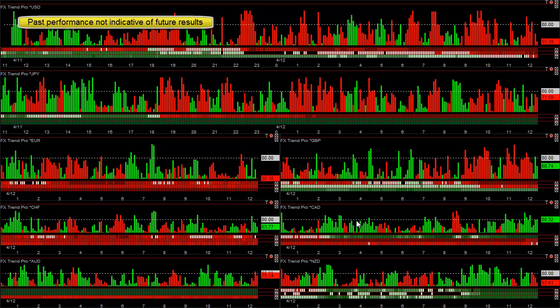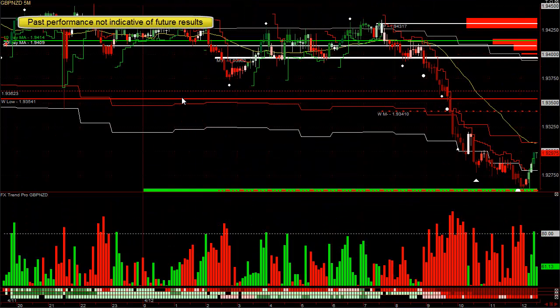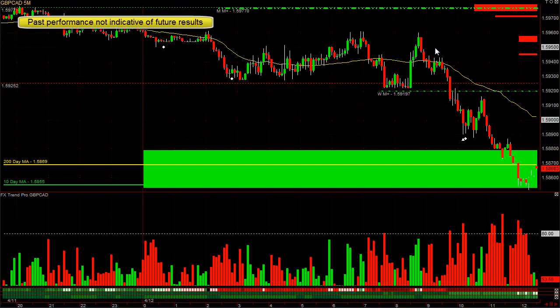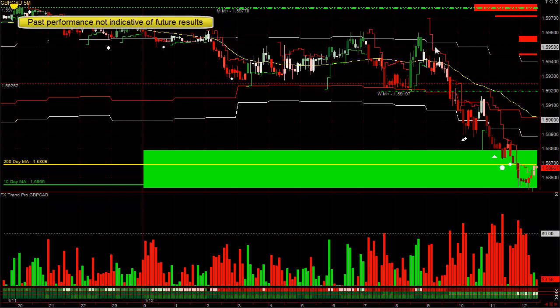Now, the CAD was also strong, real time and daily. And so that means you could also have sold the pound CAD today as well. And again, notice, when you sell a weak currency versus strong currency, you have a lot of times these big moves. This fell almost 100 pips today.